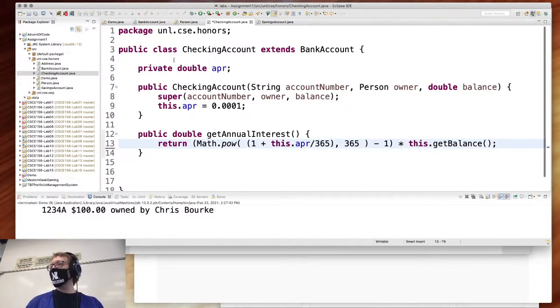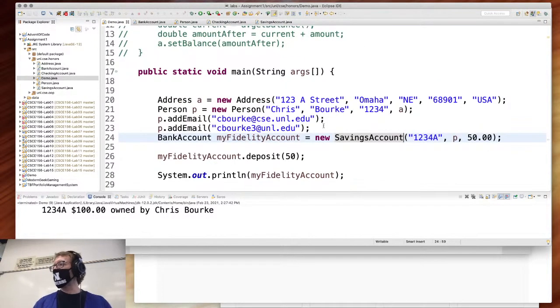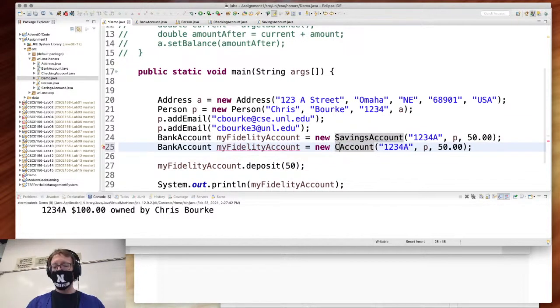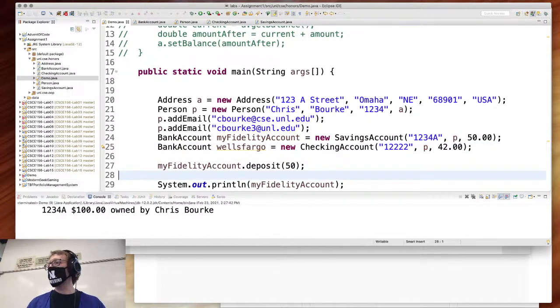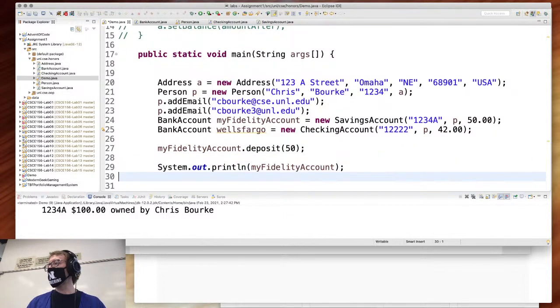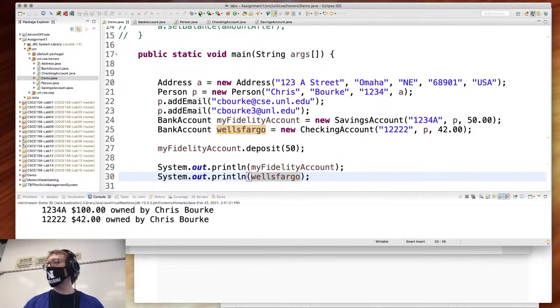So let's go back over here to my demo. And I've created a savings account. Let's also go ahead and create a checking account. Right. I think I did Wells Fargo before. Fargo, there we go. And a different account number, 1222. There we go. And I've got, I don't know, $42 in it, right? And I'll keep my deposit up there. And let's print this out and make sure that it works. Awesome. Wait a second. Checking accounts.